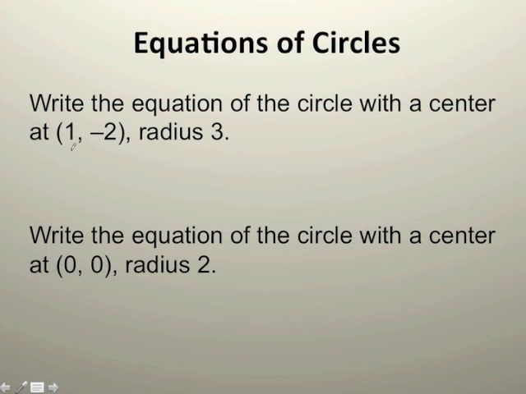If we know the center and the radius, it's easy to write: x minus h, so x minus 1, squared, plus y minus k. Y minus a negative 2 will be y plus 2, squared, equals the radius squared, or 9. That's the equation of the circle. And the same here. Here my center is at 0, 0, so that ends up with x squared plus y squared equals r squared, or 4.